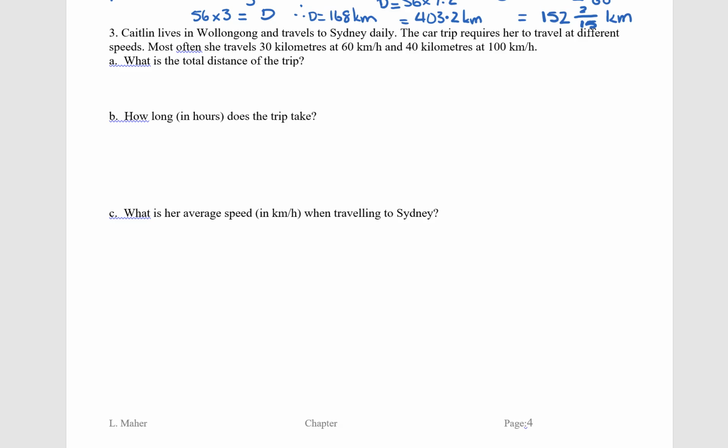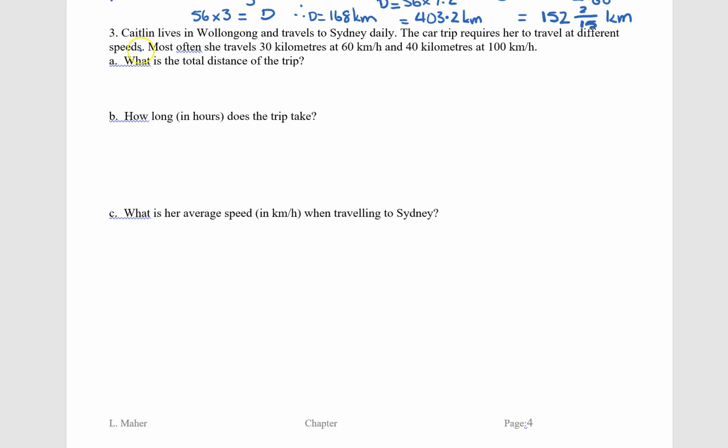Now in this next example, it's really important that you read it several times and underline key points. Caitlin lives in Wollongong, travels to Sydney daily. The car trip requires her to travel at different speeds. Most often she travels 30 kilometres at 60 kilometres an hour and 40 kilometres at 100. What is the total distance? How long? What is her average speed?